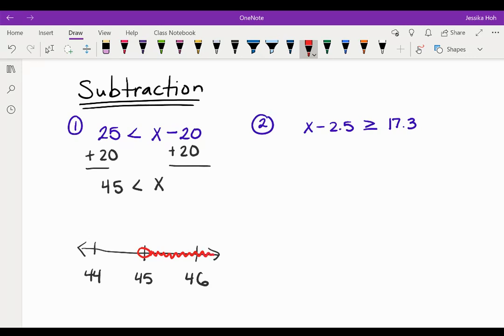All right, number 2, we have a decimal. So we have subtraction, and we're going to add 2.5 to both sides. It's going to cross out and leave us with x is greater than or equal to 19.8.